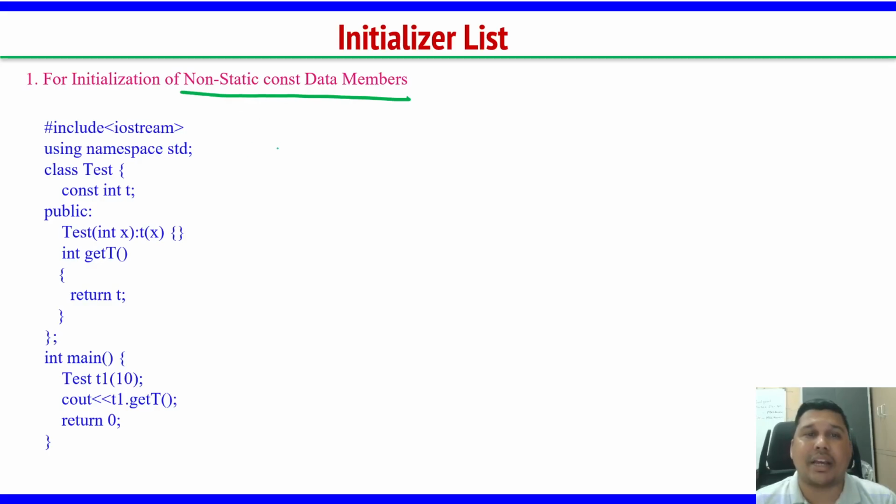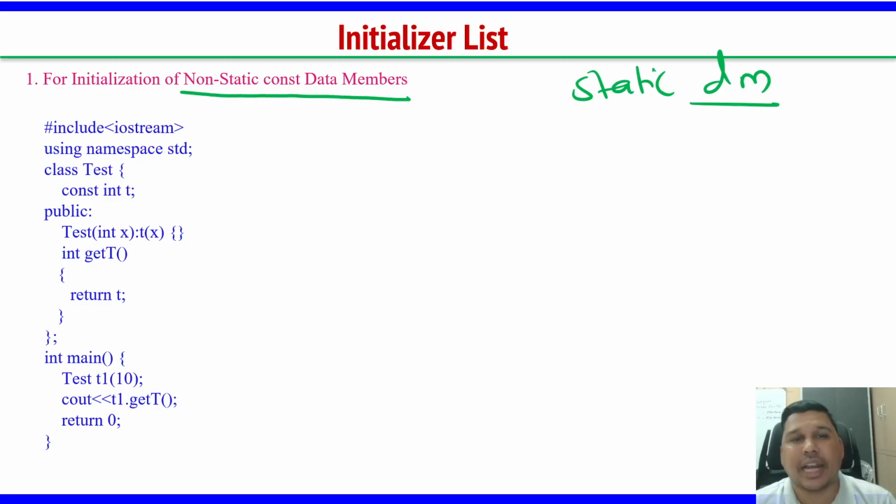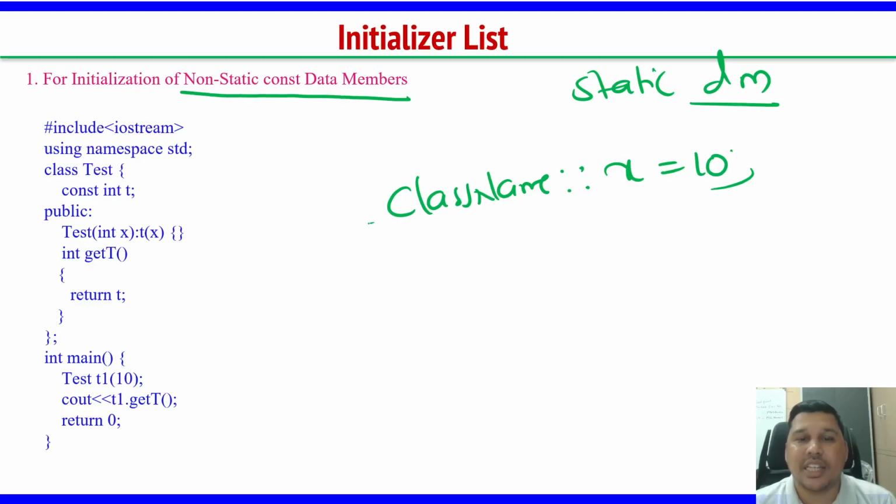Let's recall the concept of a static data member. How do you generally initialize a static data member of a class? Outside the class, you write the class name, use the scope resolution operator, write the variable name and assign some value. This is the way we initialize static data members.